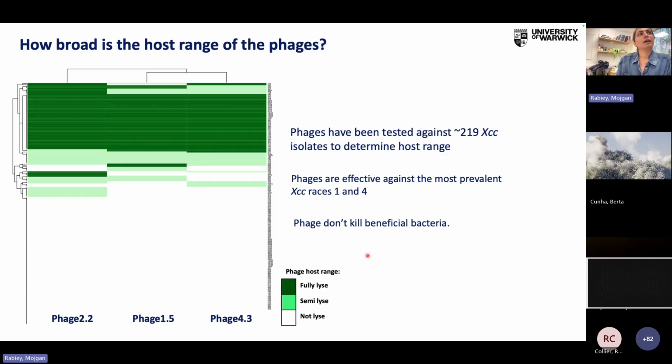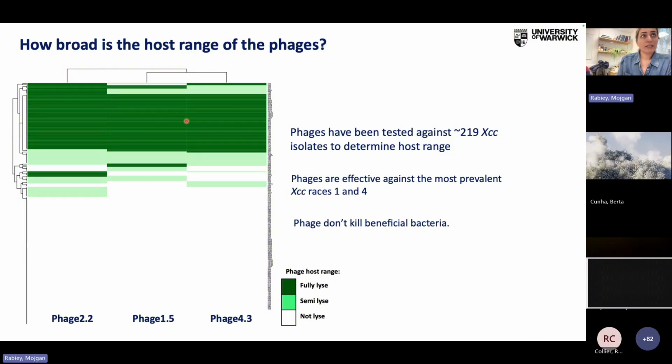Here, we then want to understand how broad the host range of our phages is. We test them against many different XCC strains. As I said, at Warwick, we are very lucky to have a library of these XCCs. Here you could see there are 219 XCC isolates. Apologies for the small font size, but it's just to fit them all in. And we tested 3 of these phages against this panel.